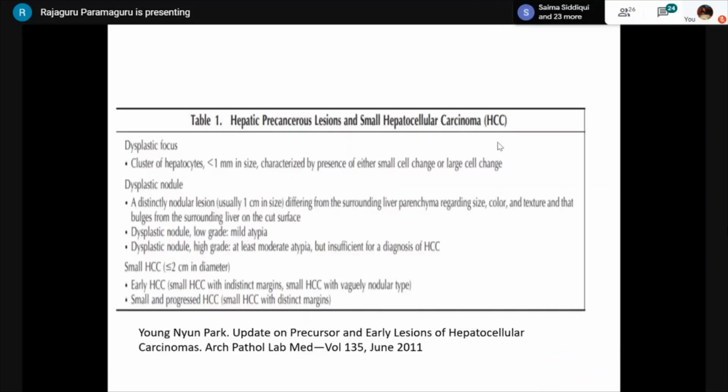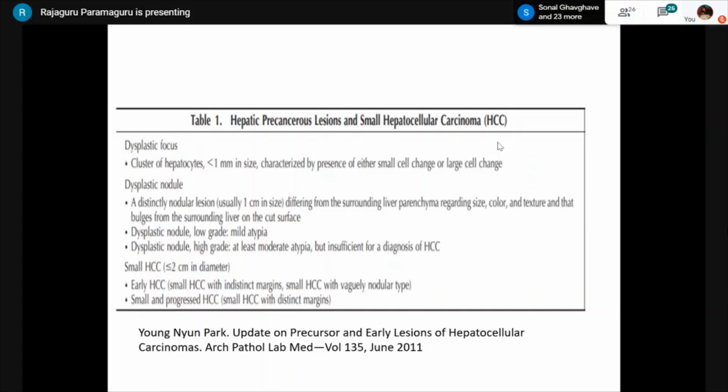And as per the request, one of our doctors had asked to talk about the nodules, dysplastic nodules. Should I go with this? There are some questions in the chat box. I think let's take that first. Yes, sir, there are questions.